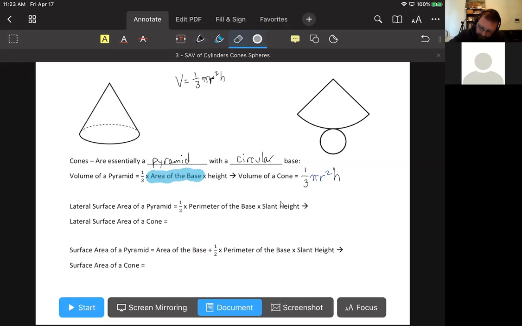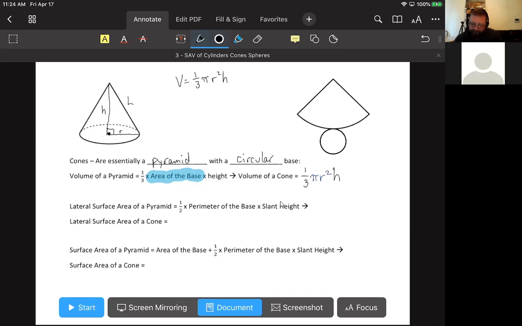It's supposed to be an r, and it doesn't look like one, so I'm going to try again. R squared h. Where again, the radius is the radius of the circle. The height is the vertical height of the triangle. And then we've got that one other measurement there, the slant height, that we'll be dealing with in surface area. Okay? So 1/3 pi r squared h is our volume equation for a cone.